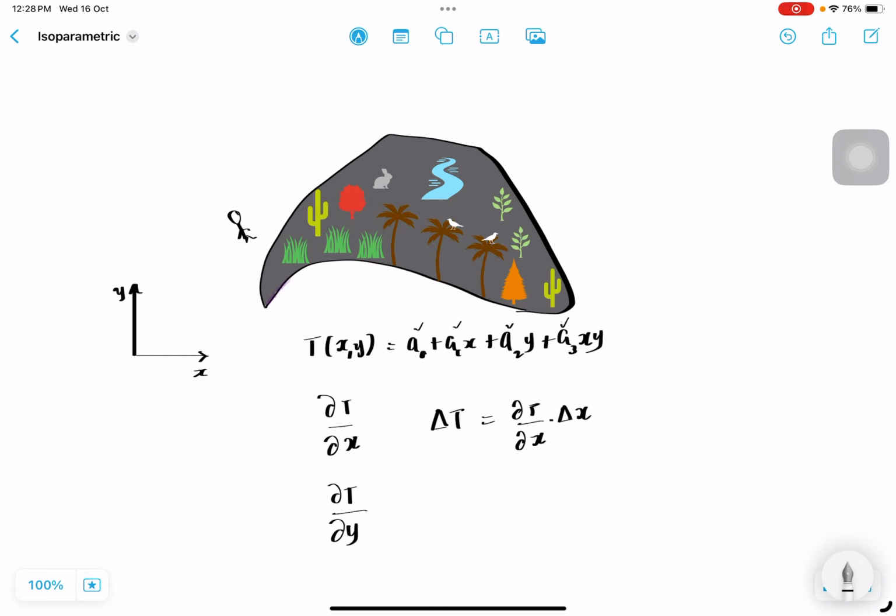Okay. And similarly, when Mr. Jack is going from point A to point C, this time point A to point C is measured along the vertical direction. So in this case, the change in temperature between point A and point C, measured in the vertical direction, is dou T by dou y into del y.